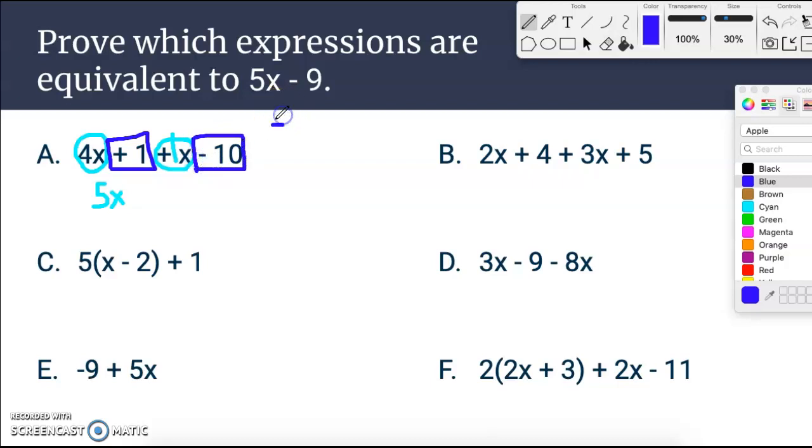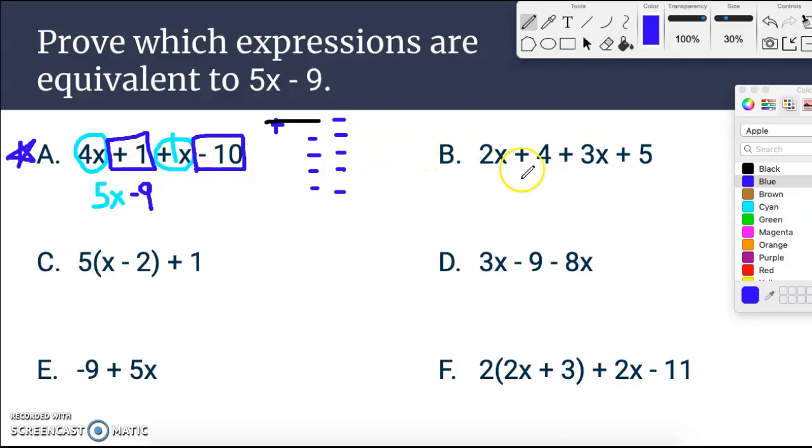Okay, if those positives and negatives are tricky for you, use your picture. So we need 10 negatives. And then when we go to cancel out our opposites, we can cancel out one pair. And we are left with 9 negatives, which we can write as minus 9. So 5x minus 9, that's the same as 5x minus 9. I'm going to put a little star here to say that A is equivalent.